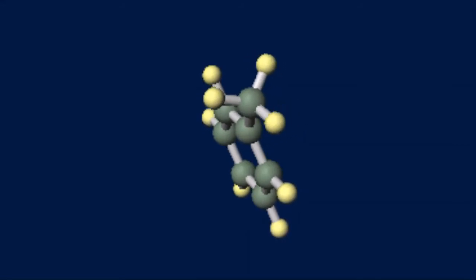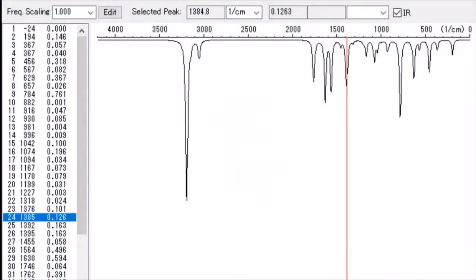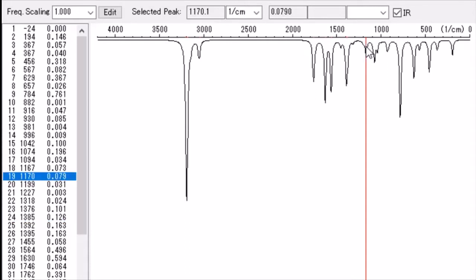Hereafter, in the low frequency region, we will see that most of them are bending vibrations. We shall see another bending vibration by clicking the next peak. You can see here. Now we shall see this peak. What corresponds to this peak?